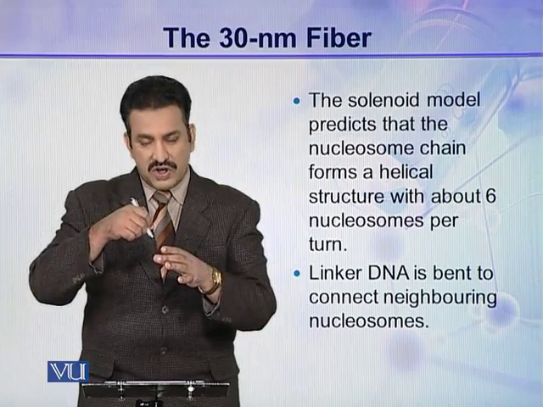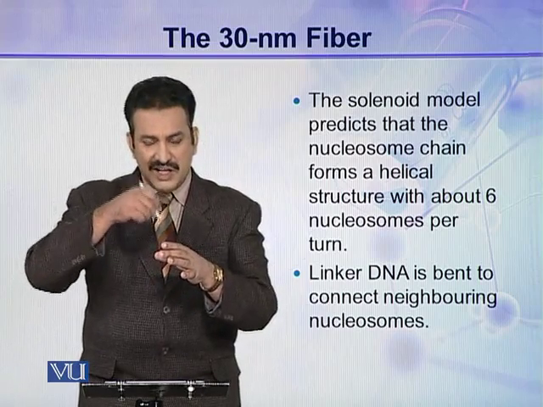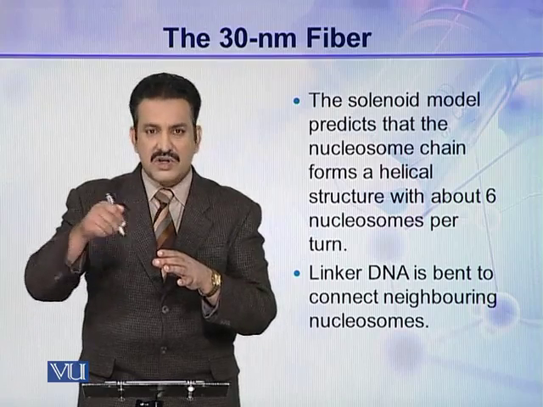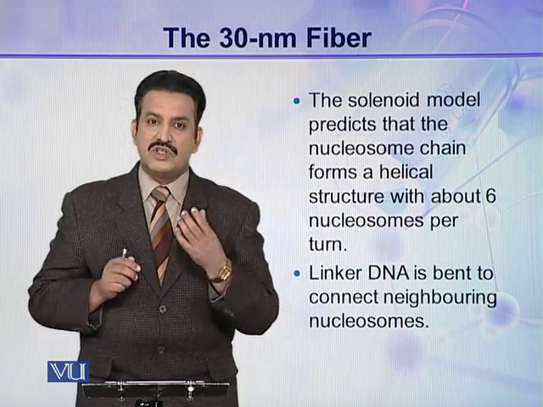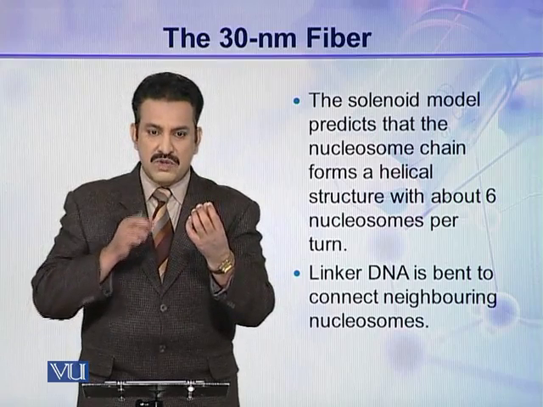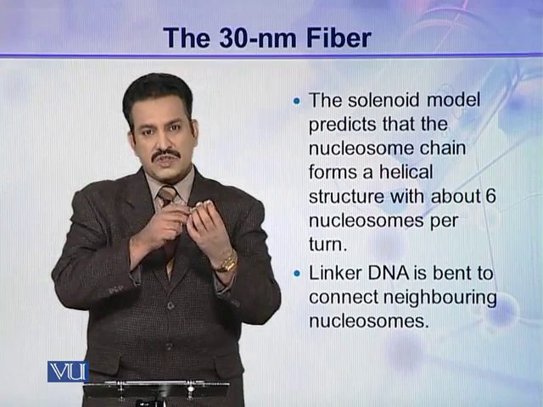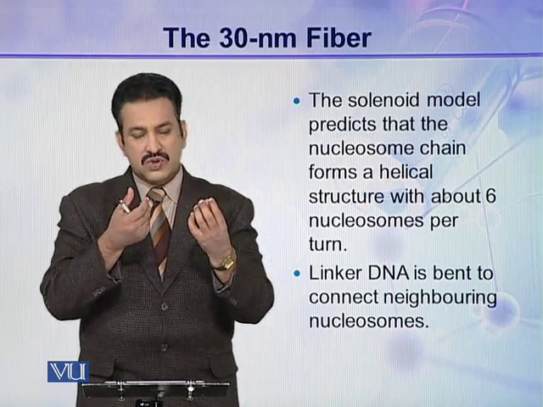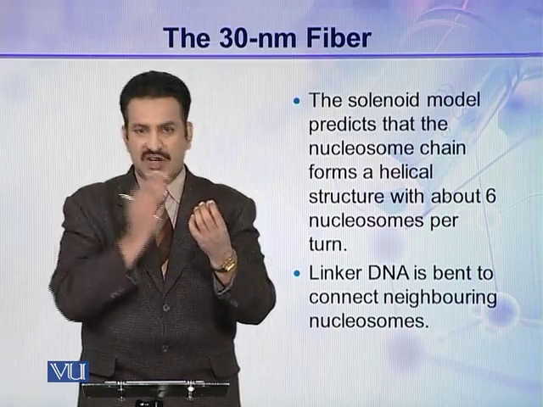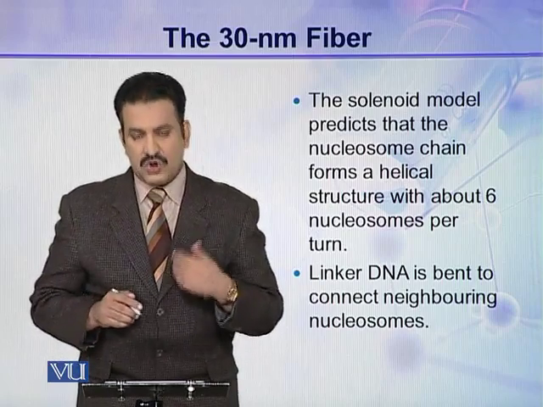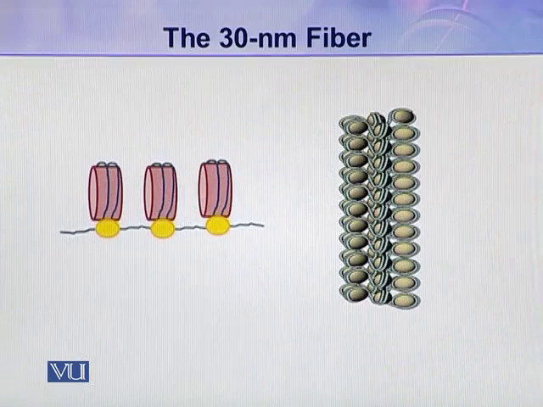So according to this model, the linker DNA cannot be straight, it cannot acquire a straight path, because after one nucleosome, the other nucleosome is present at some angle. So this linker DNA is bent, it is not straight. So this is the solenoid model, as you can see in this diagram.